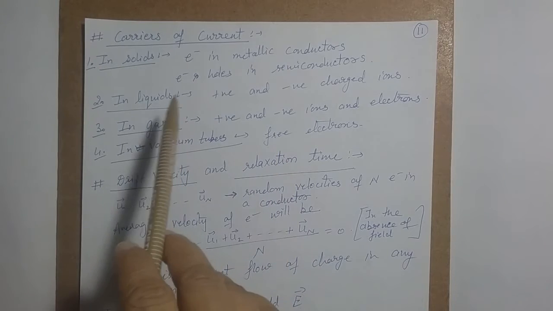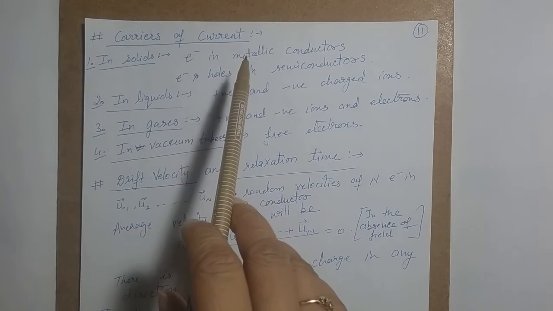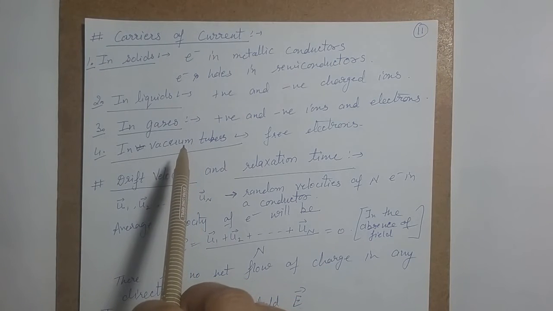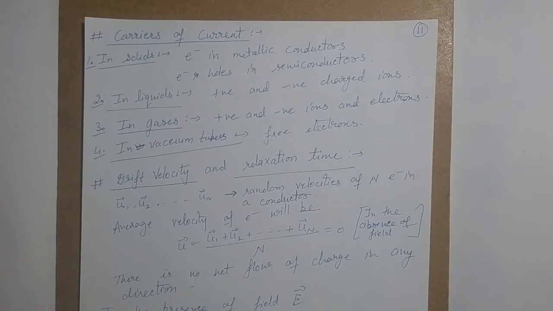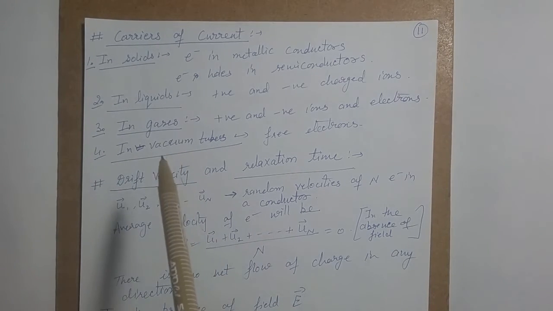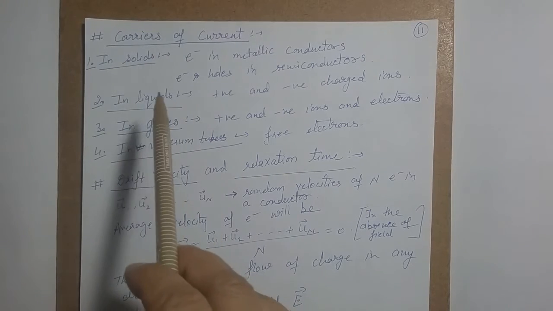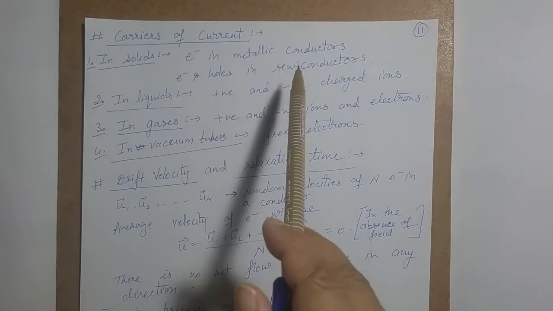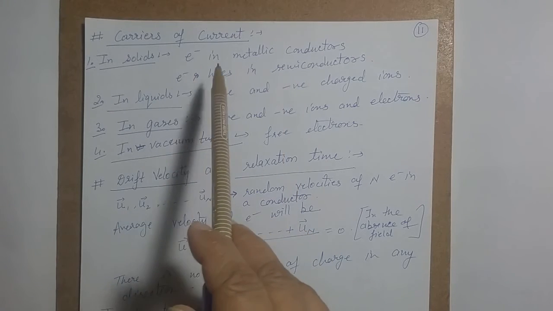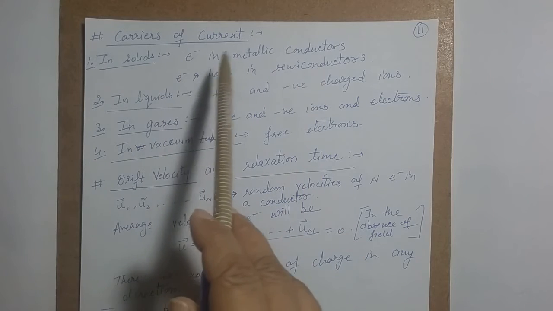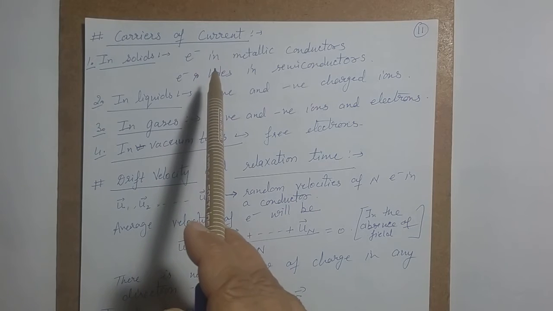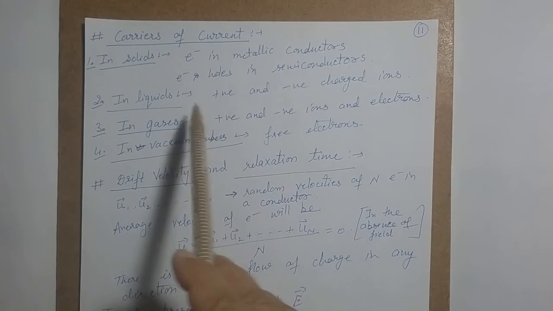After this, our next topic is carriers of current. We have many kinds of materials around us, like solids, fluids, vacuum tubes and so on. So what are the basic carriers of current? As we know, in solid substances, free electrons are the carriers of current. So we can say that electrons in a metallic conductor are the carriers of current. The flow of electrons gives us the current.